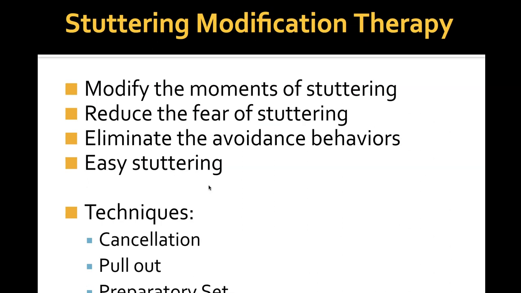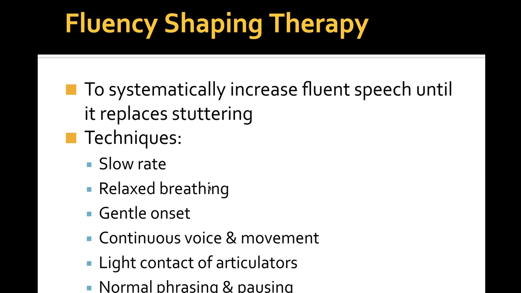And then, the other big thing about the stuttering modification therapy, and obviously there's a lot more to it than that, is you're also reducing the fear of stuttering, eliminating avoidance behaviors. So working on feelings and attitudes, working on approaching situations and not avoiding. Fluency shaping therapy was the other camp. And in this camp, it was really just about working on fluent speech. And you were replacing the stuttering with fluency, just working on speech techniques.